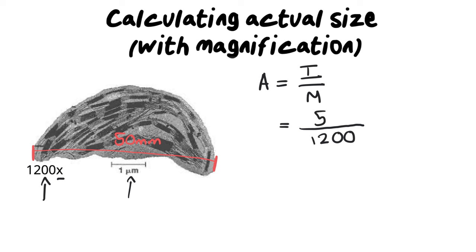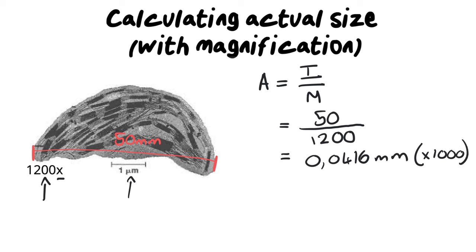So we're going to put 50 in our calculation, and now we can use our calculator and divide 50 into 1,200 and we should get 0.0416. Right. Now, at this point, everyone, it is currently in millimeters. We need to convert it into micrometers because we are definitely not looking at this chloroplast in millimeters right now. So to do that, we actually need to times it by 1,000.